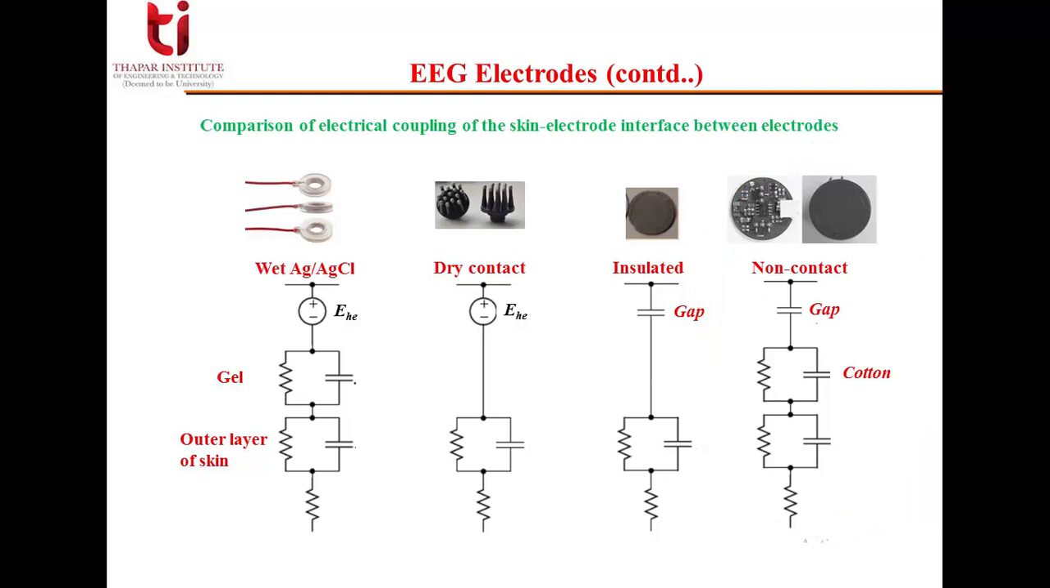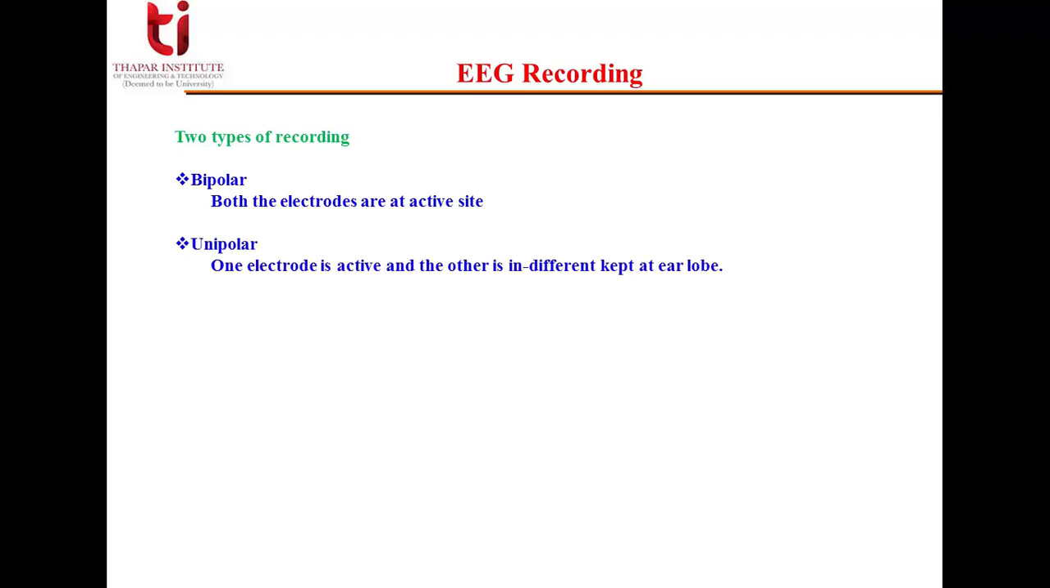Now let's discuss the recording of EEG signals. There can be two types of recording: bipolar and unipolar. Bipolar, in which both the electrodes are at active sites. Unipolar, in which one electrode is active and the other is indifferent, kept at the ear lobe. Now, what is the procedure? That means how the patient is made ready for getting recorded.